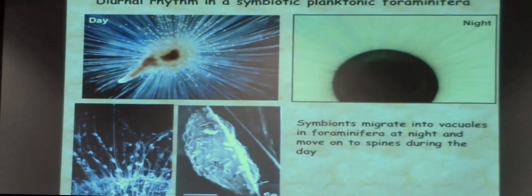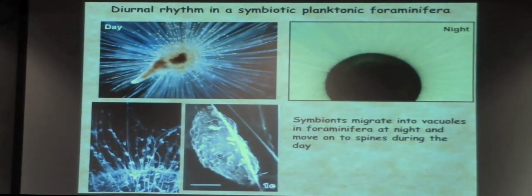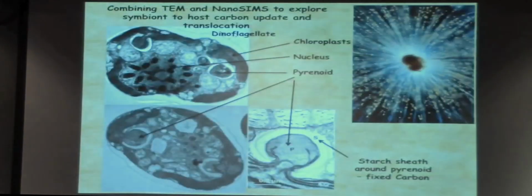The idea is that during the day, the symbiotic dinoflagellates are sitting on the spines, okay? So you see these individual dinoflagellates. And then at night, they migrate down and are vacuolarized inside the foraminifera cytoplasm, which is inside the shell. This is a diurnal migration. Every morning, the symbiotes come out. Every night, they go in, okay? And of course, during the day, when they're out on the spines, they're photosynthesizing. We know this from a lot of evidence from experiments that have been conducted in the past.